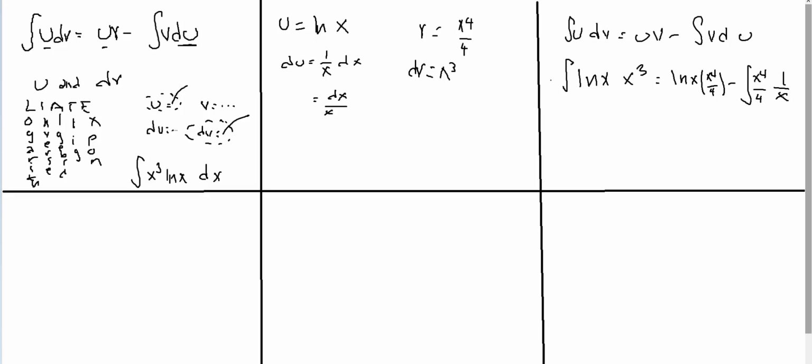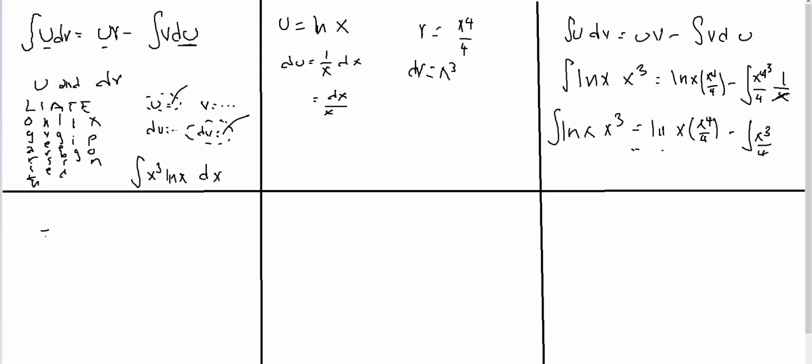We can simplify this and state that the integral of x cubed ln x is equal to ln x times x to the fourth over 4, and then minus the integral of x cubed over 4, because if we were to multiply the denominator by x, we can just cancel out. Now that we have this simplification, we are just dealing with the right-hand side in order to find our integral.